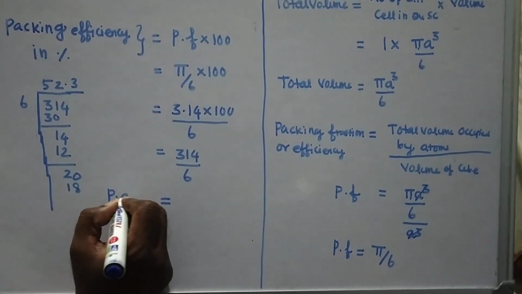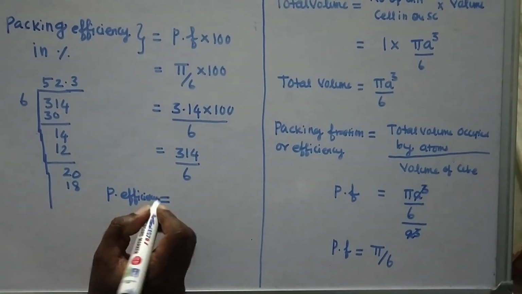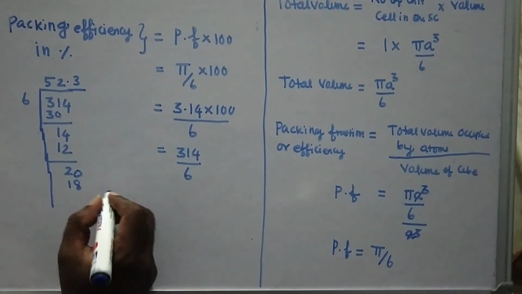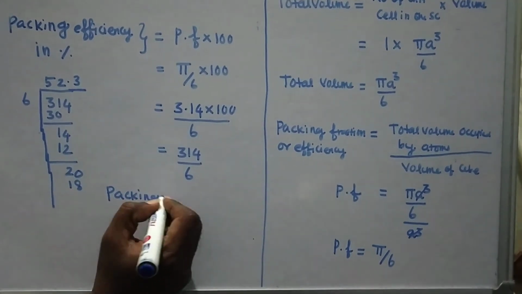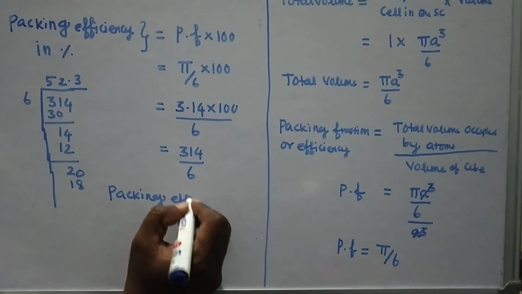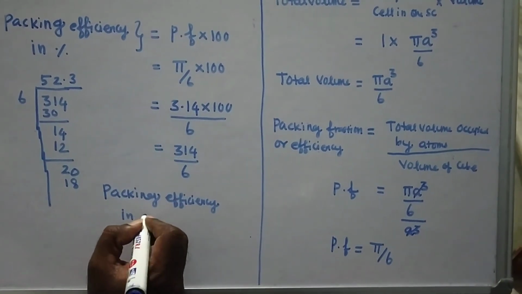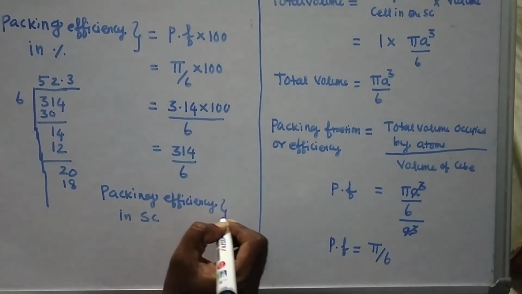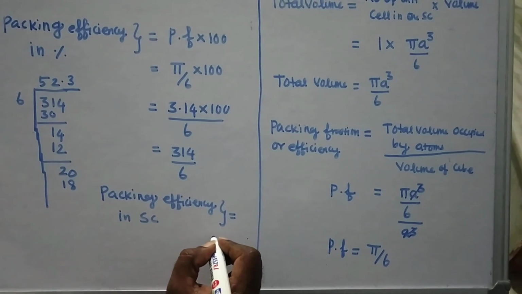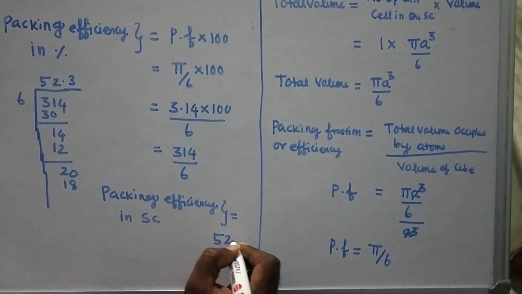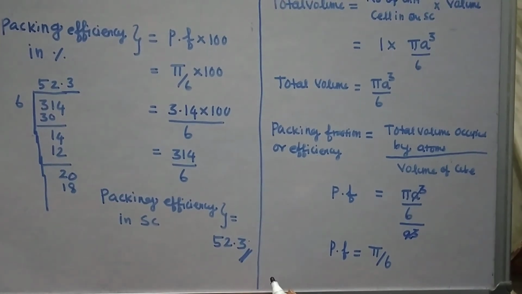Therefore packing efficiency in simple cubic is equal to the value 52.3 in percentage.